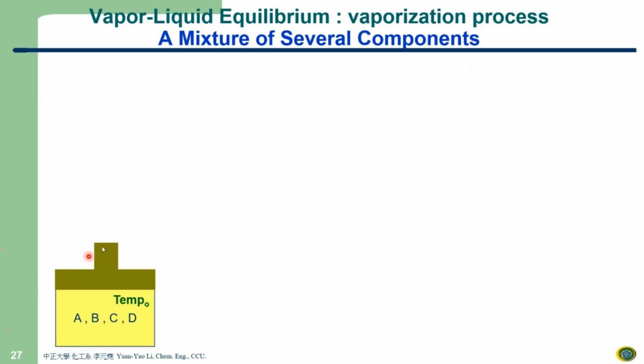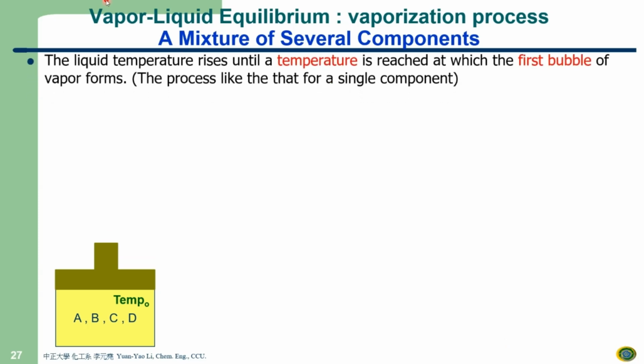So again, let's start from the very beginning. In the liquid phase, there are A, B, C, D, E, F, for example, these species, and we call the temperature temperature 0. I'm sorry, it's a certain temperature, it's not 0 Celsius. And then the liquid temperature rises until a temperature is reached at which the first bubble of the vapor forms. So if we keep on increasing the temperature in this system, eventually we will find the liquid become vapor, right?